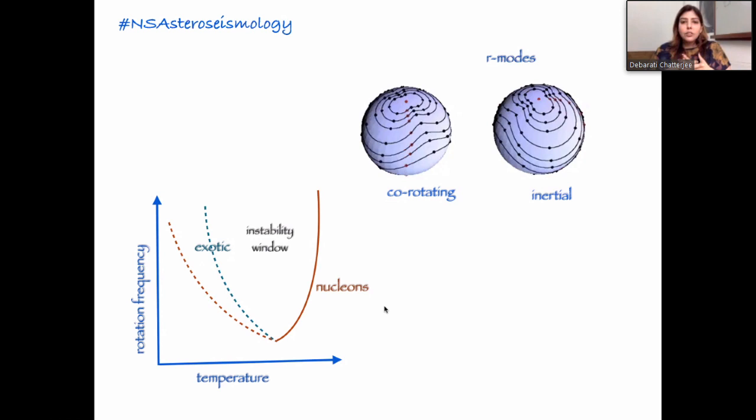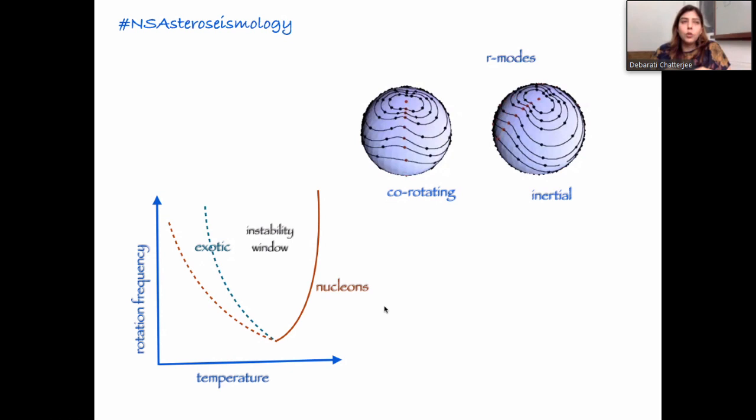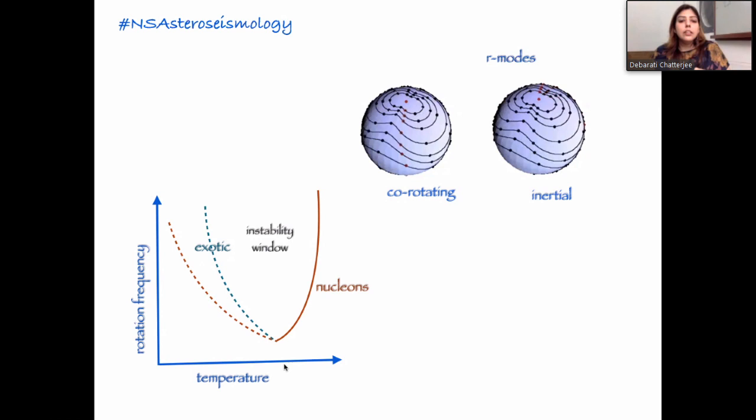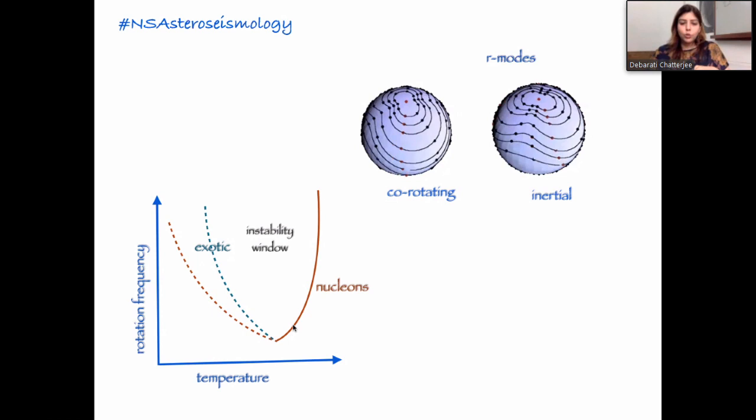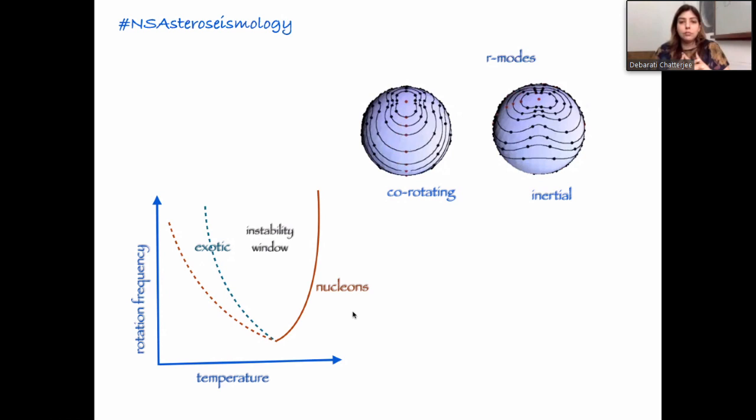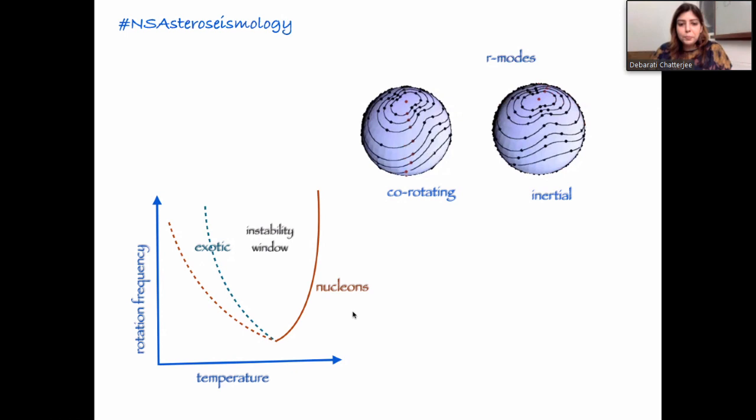On the other hand, if there are exotic forms of matter like these hyperons, kaons, or quarks, okay, let's not talk about quarks, it's more complicated. So hyperons or kaons, for example, then it would be bounded on the left by this blue curve, say. So this is a cartoon. I mean, we have actual papers showing calculations and very accurate figures, but these are just a cartoon to demonstrate what's going on.